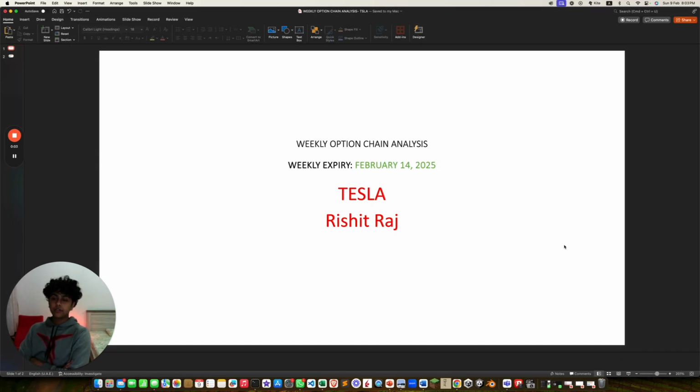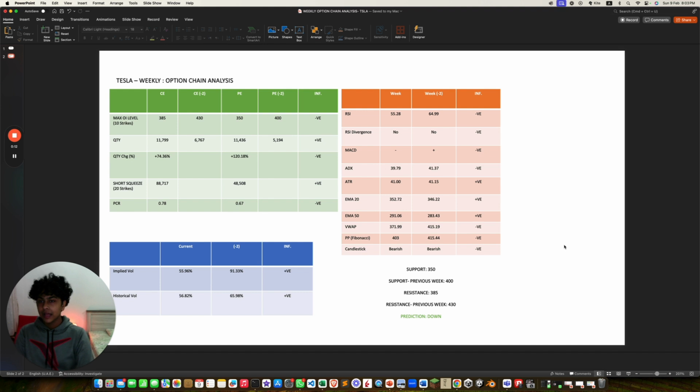Today is the 9th of February 2025 and I'll be going over my weekly option chain analysis for Tesla for the upcoming expiry on the 14th. The max OI level is lower for both, that's negative. Quantity is higher for CE, that's positive. The change is higher for PE, that's negative. Short squeeze is higher for CE, that's positive. PCR is below 1, that's negative. Implied volatility is lower, that's positive, and historical volatility is lower, that's also positive.